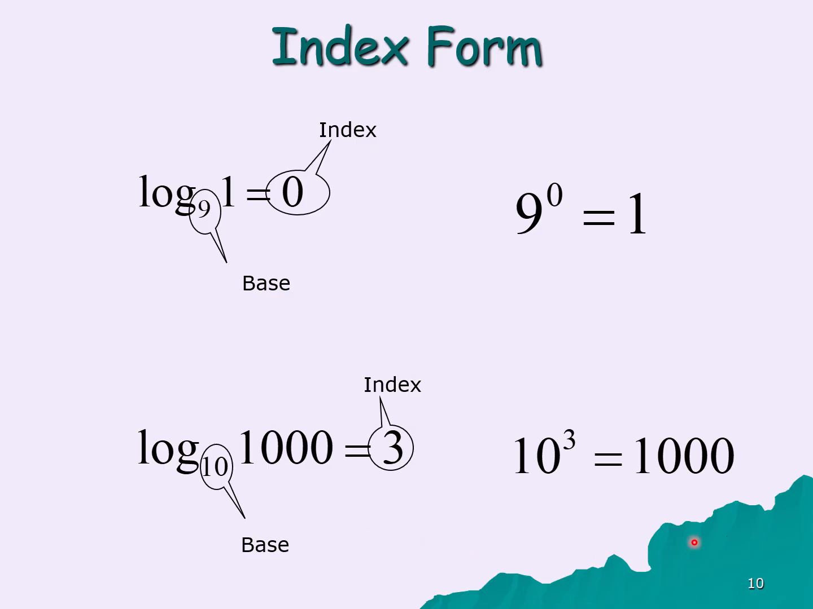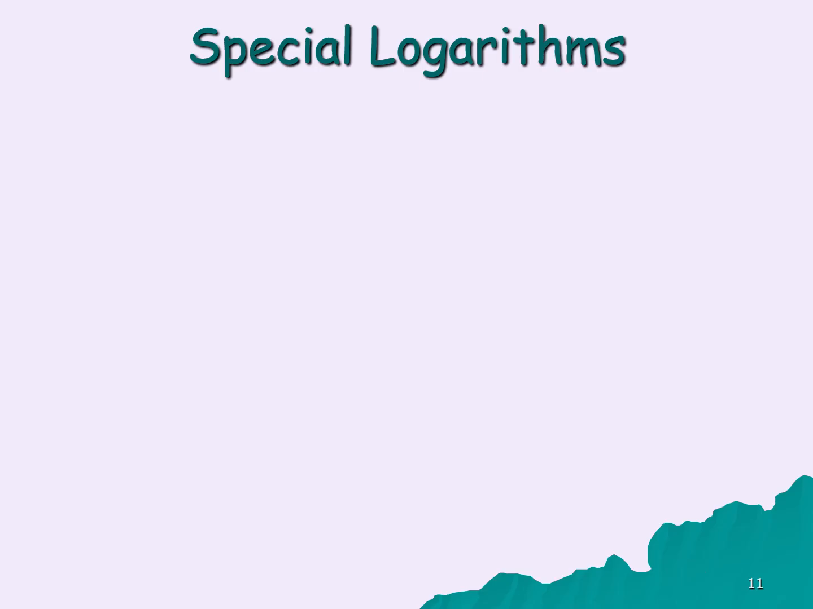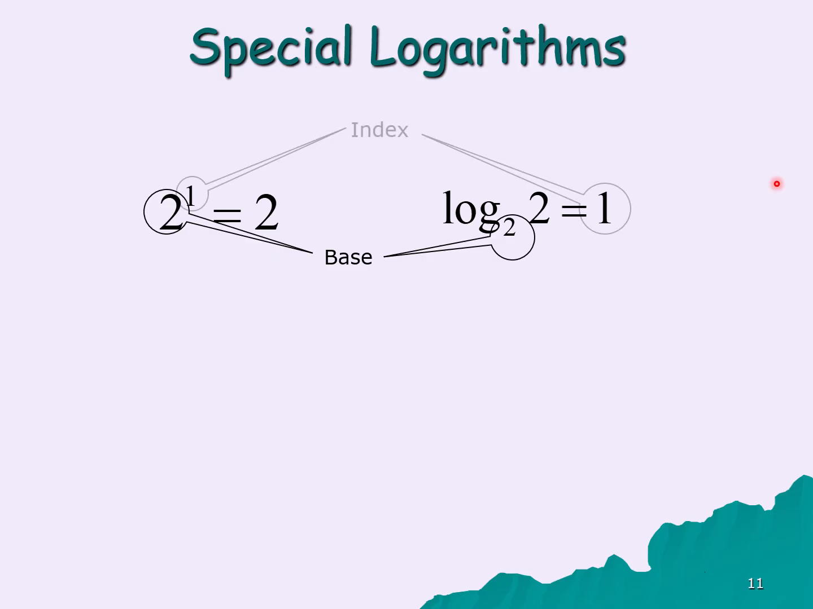Now with this, it is time for me to introduce the special logarithms that all of you need to be very familiar with. Let's start off with the very basic. If I give you 2 to the power of 1 equals 2, and I change it to log form, we should know by now this can be written as log base 2 of 2, which is equal to 1. Again, I look out for what is the base and what is the index. And we know that this is true, right?